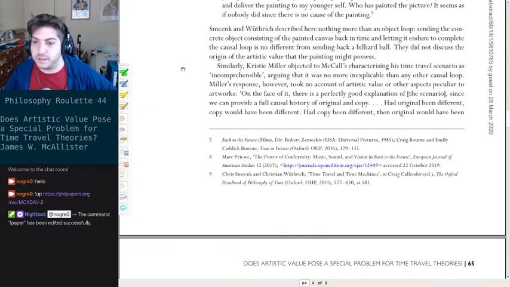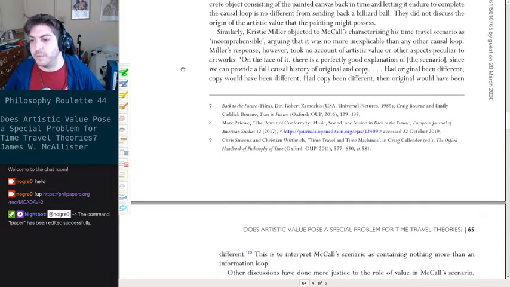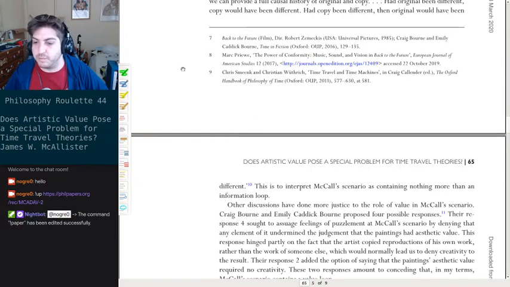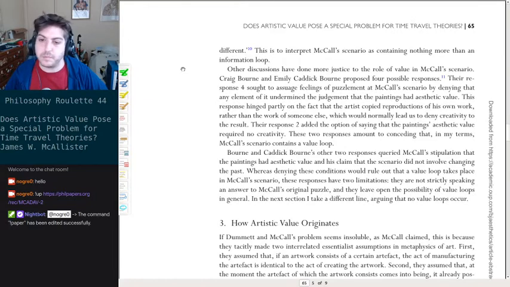On the face of it, there is a perfectly good explanation of the scenario, since we can provide a full causal history of original and copy. Had original been different, copy would have been different. Had copy been different, then the original would have been different. This is to interpret McCall's scenario as containing nothing more than an information loop. Other discussions have done more justice to the role of value in McCall's scenario.